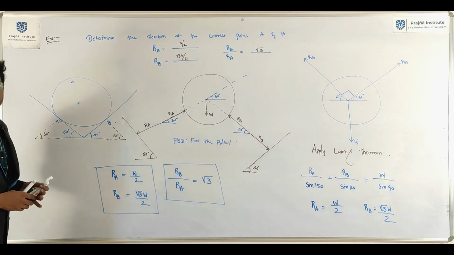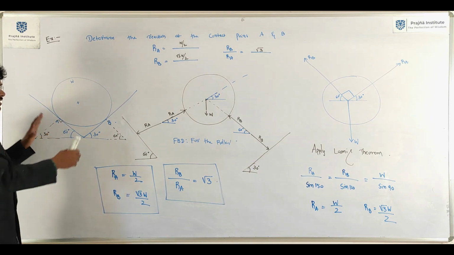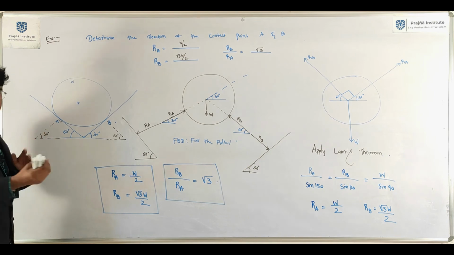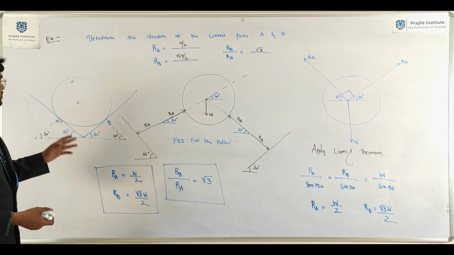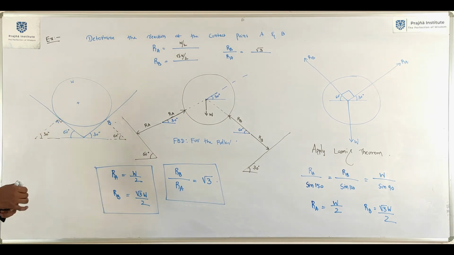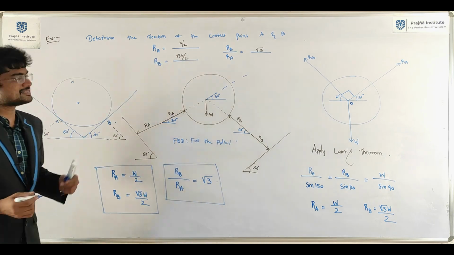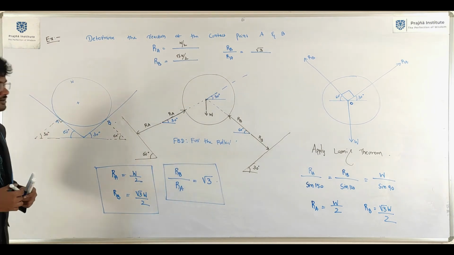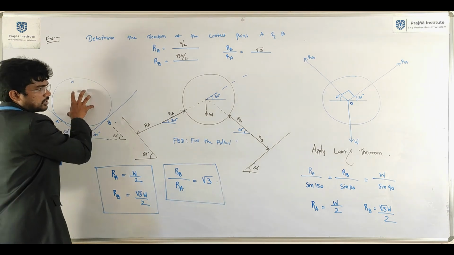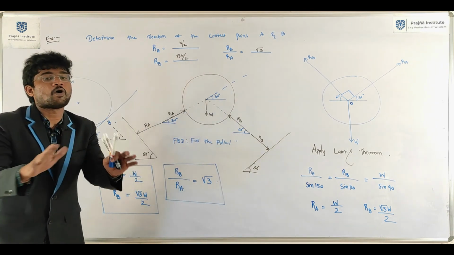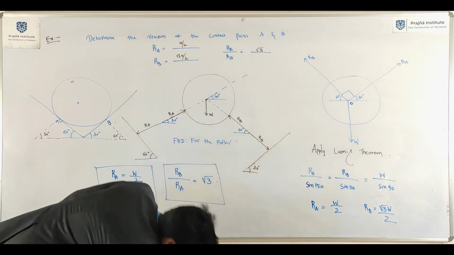Okay? A roller weighing W is resting on a V block as shown in the figure. Then they will ask you to determine the reactions at the contact points A and B. Okay? It is very simple. This type of question will come in GATE. Simple question. They are just checking whether you are in a position to draw the free body diagram or not. That's it. Next.